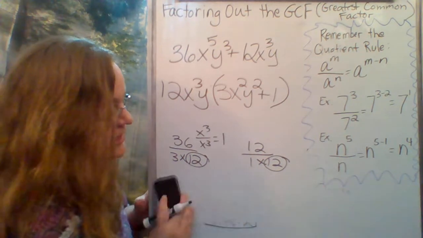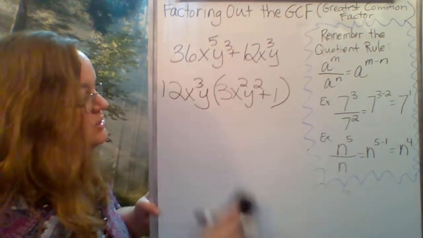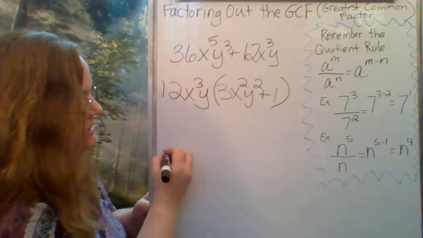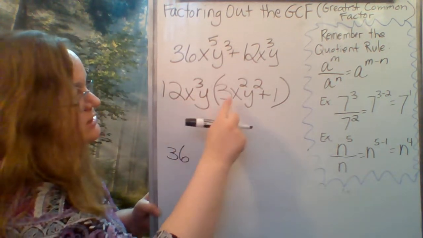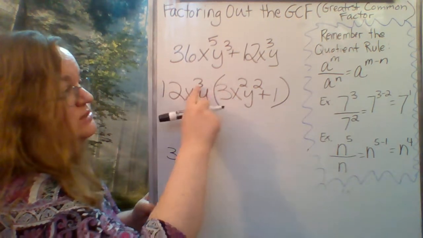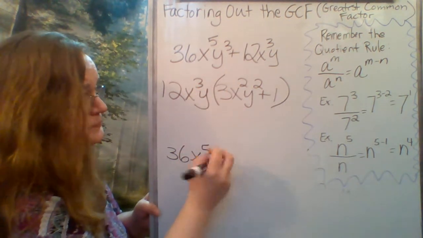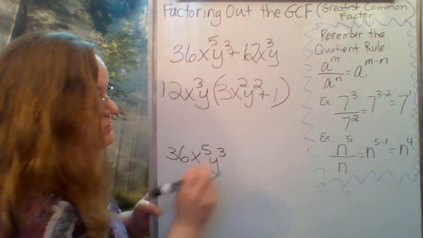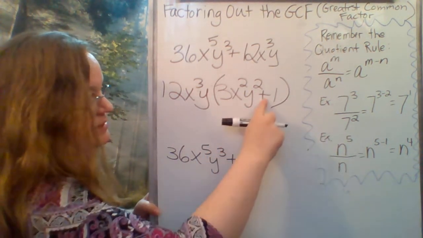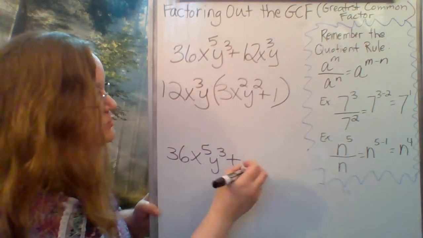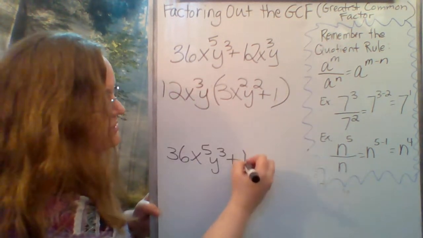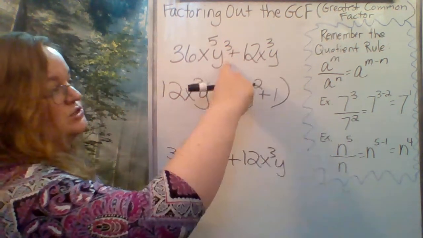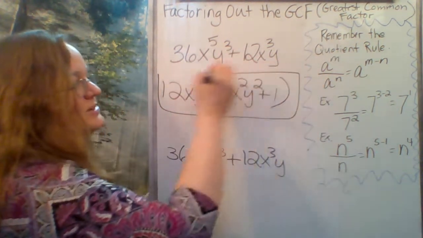Again, we can check our work by going back and distributing and just seeing if I get the same thing. 12 times 3 is 36. X to the third times X to the second, I do 3 plus 2 is 5. Y to the first times Y to the second is Y to the 1 plus 2, or 3. Plus, I put my plus sign, 12 times 1, it's like 1 times this whole thing, so 12 times 1, and then X to the third Y. And I have what I started with, so therefore I factored this correctly.